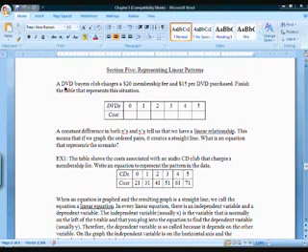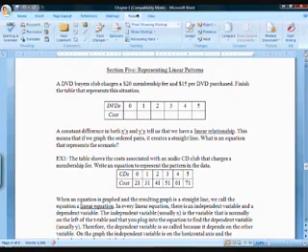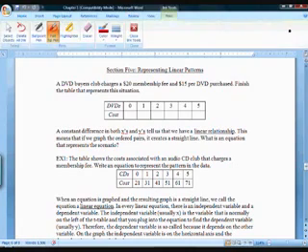This problem should remind you of back when we rented, I think we rented a bicycle, and it charges you so much per hour plus an initial fee. This is the same type of problem. If you can do those, then these are going to be easy for you. The first problem says a DVD buyers club charges a $20 membership fee and $15 per DVD purchased. Finish the table that represents this situation.